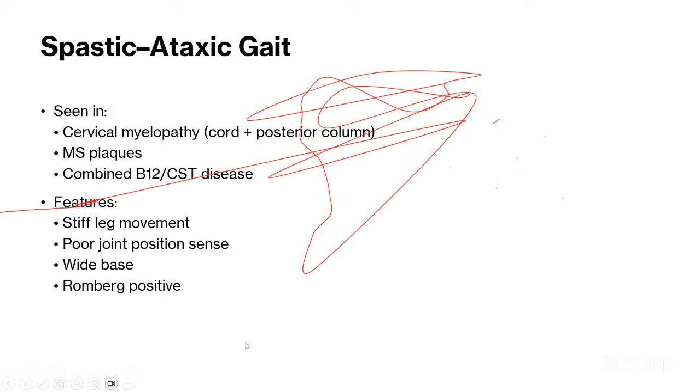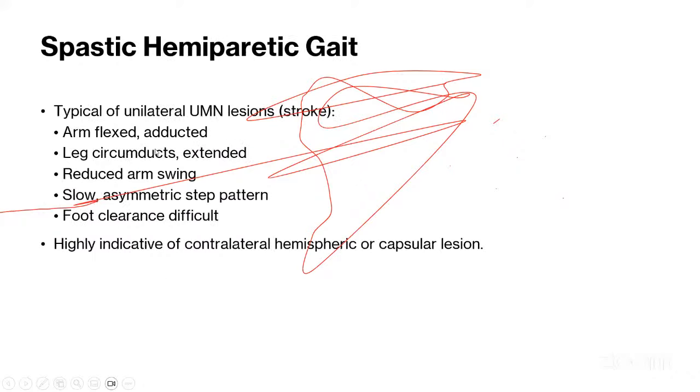And we can also see the spastic ataxic gait, usually seen in cervical myelopathy when there is cord involvement with the posterior column, or a combined B12 and corticospinal tract disease. They will have stiff leg movement, poor joint position sense, wide base, and Romberg will be positive in these patients. And spastic hemiparetic gait was already told.